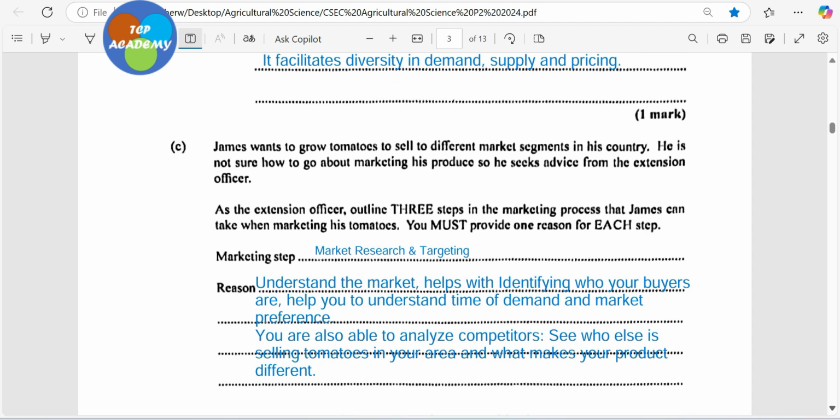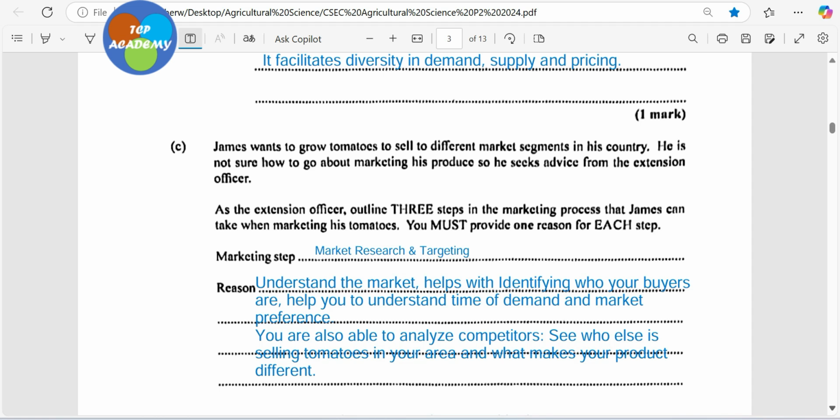James wants to grow tomatoes to sell to different market segments in his country. He is not sure how to go about marketing his product, so he seeks advice from the extension officer. Outline 3 steps in the marketing process that James can take when marketing tomatoes. You must provide a reason for each step in the process. So here we look at the first one, marketing step, I want to call it one.